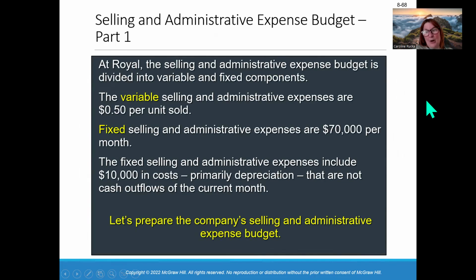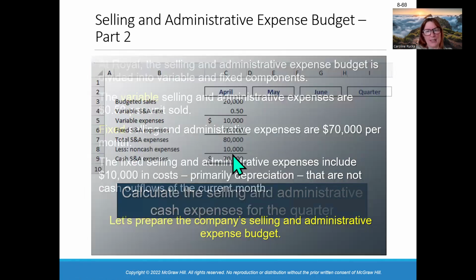Now let's look at our selling and administrative expenses. We have variable selling and administrative expenses, that's 50 cents per unit. And then we're going to have a fixed cost of about 70,000 per month. But then there's this 10,000 that's not a cash outflow. That's depreciation, so we'll subtract that out when we get to the budget.